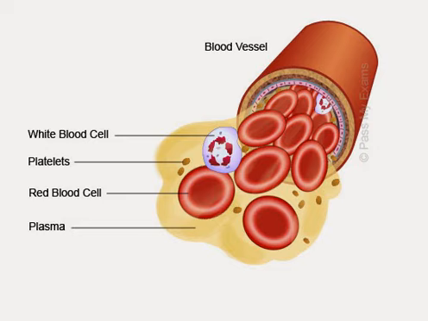Now, blood typing and blood matching. Blood typing is actually the determination of somebody's blood group, while blood matching is the determination of compatibility between the donor's blood and recipient's blood.